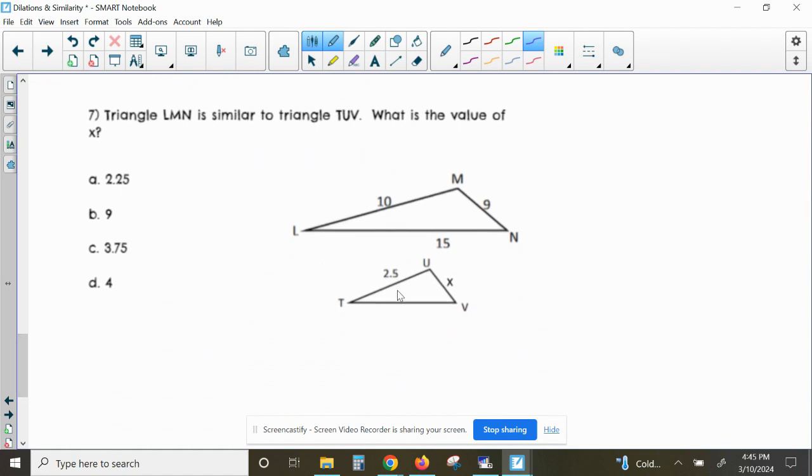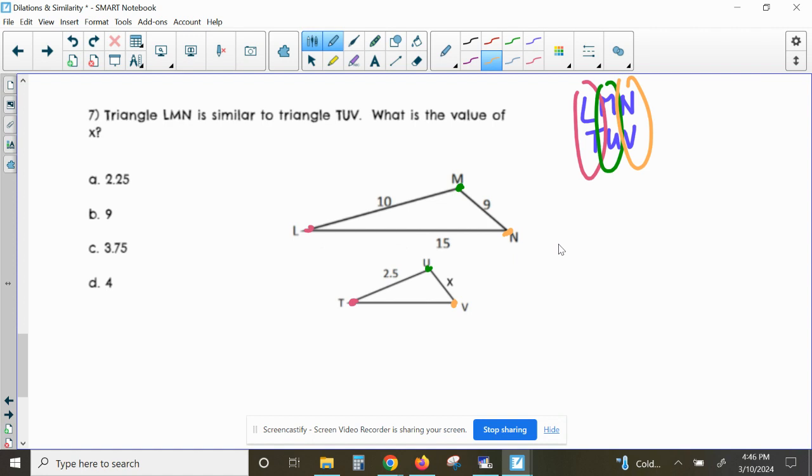Okay, triangle LMN is similar to triangle TUV. So I'm going to start by making sure that these pieces match. So LMN matches TUV. So the L and the T match, the M and U. And these obviously look like they're just sitting there all nice and pretty matched up for us. But I'm just going to double check. Sometimes they have them and they don't look exactly the same. So these are lined up. One of them is just scooted up and down.